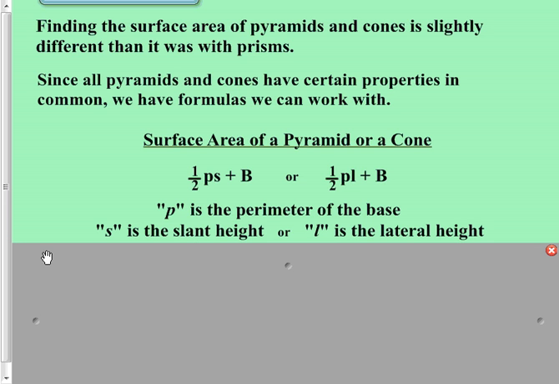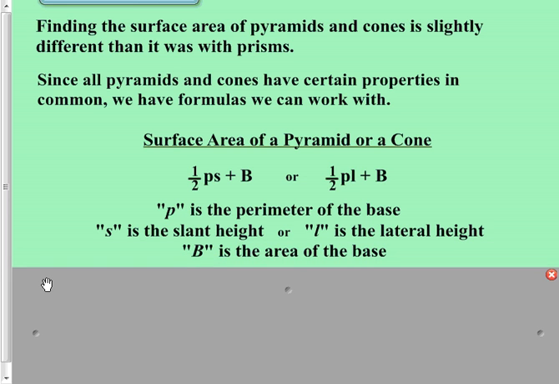The difference between the two formulas is S and L, and the difference between those two is the vocabulary difference that we talked about, and that is slant height versus lateral height. We've already talked about that those terms are interchangeable, they mean the same thing. Slant height and lateral height, and then big B. Big B is the area of the base. Now you'll run into big B in other formulas from time to time. It always represents area of the base.